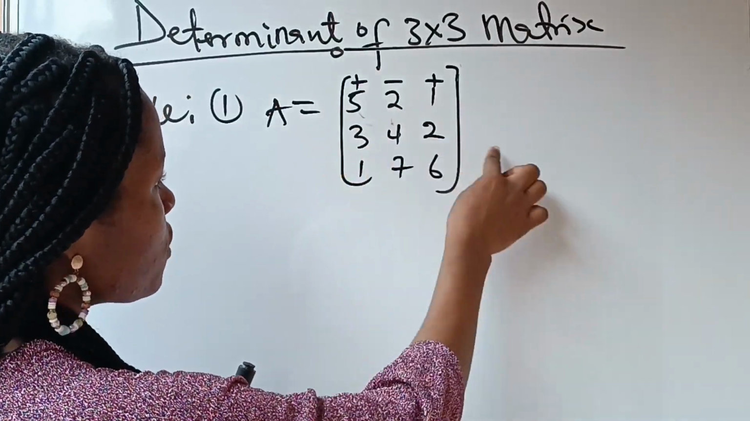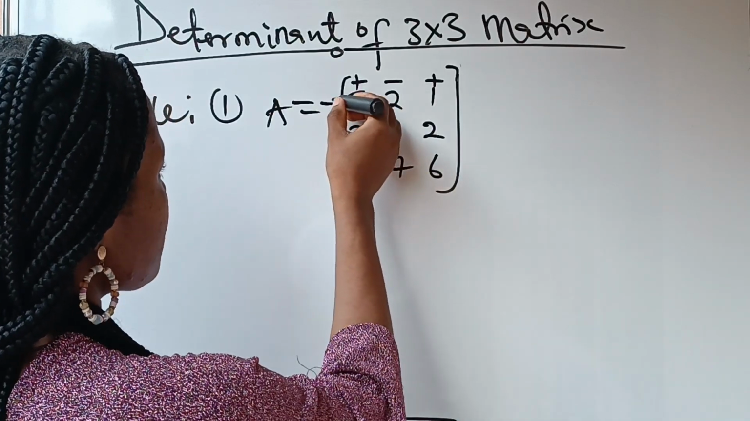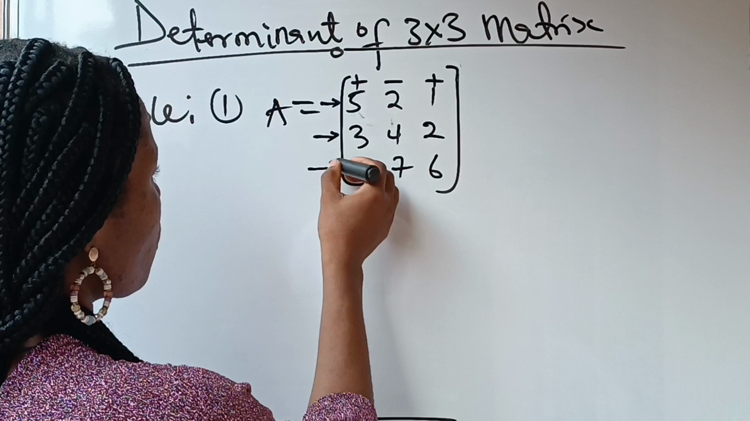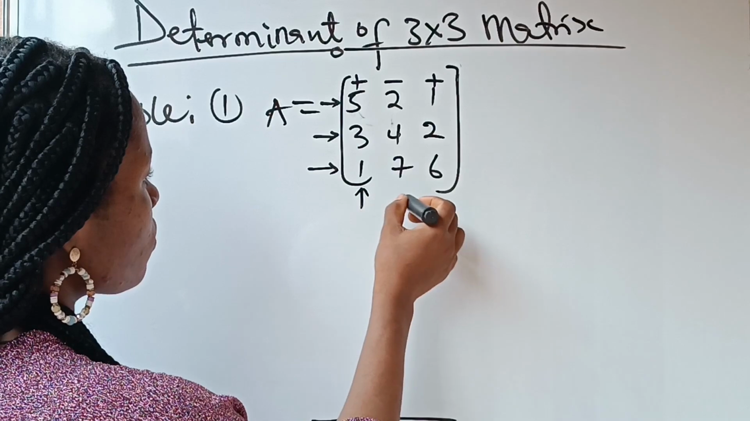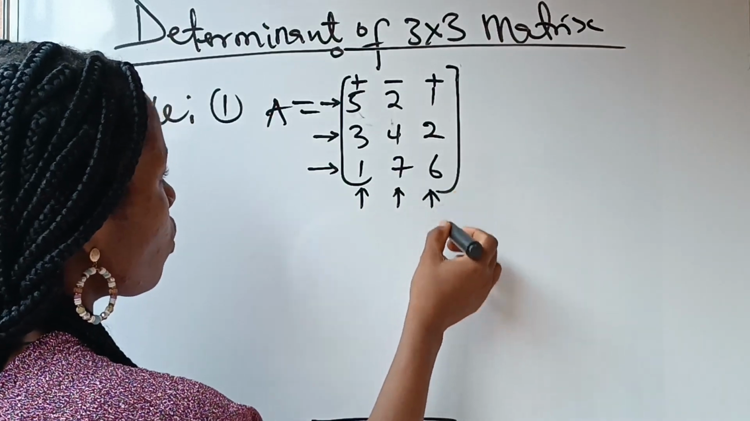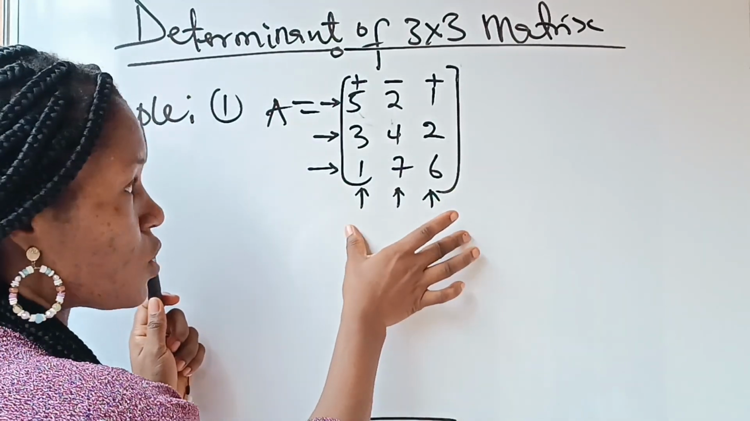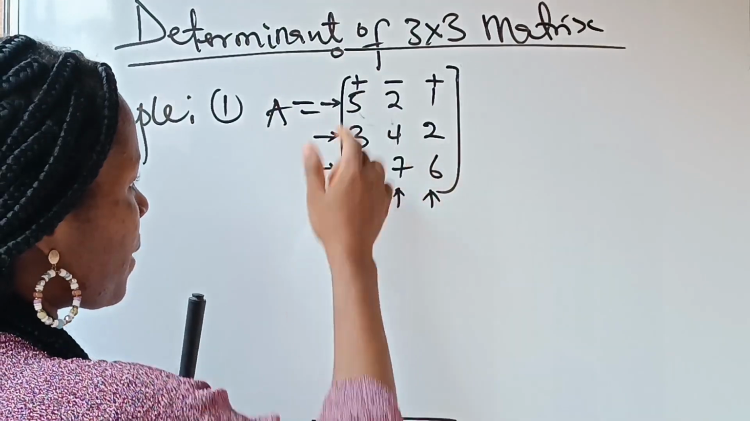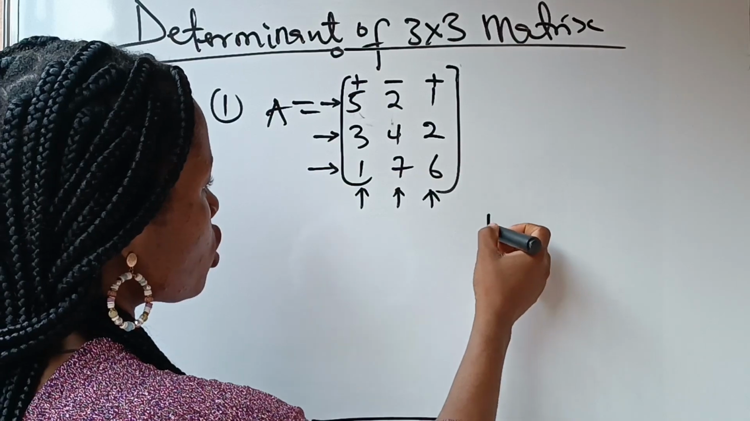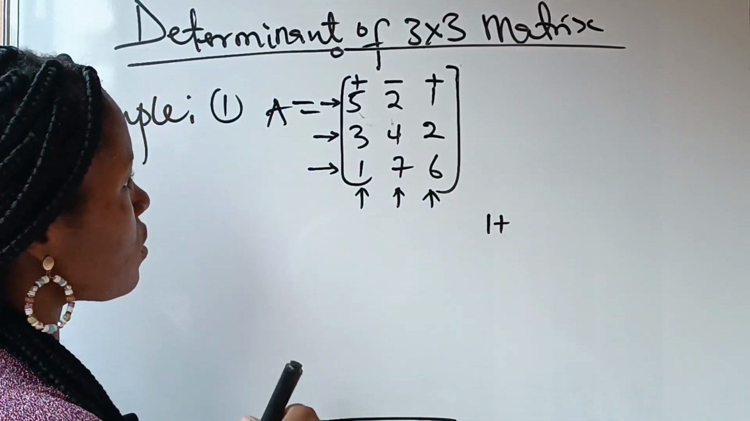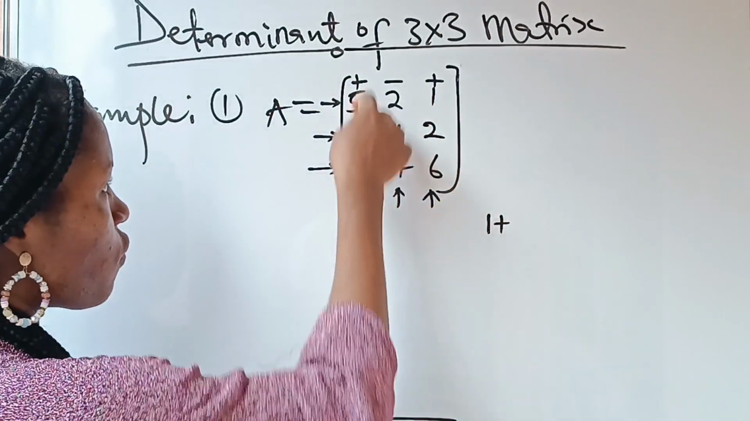The horizontal arrangement is the rows. So this is the first row, this is the second row, and this is the third row. Now, this is the first column, the second column, and the third column. That is the vertical arrangement. If you look at this matrix, you notice that 5 is occupying the first row and also the first column: first row, first column.